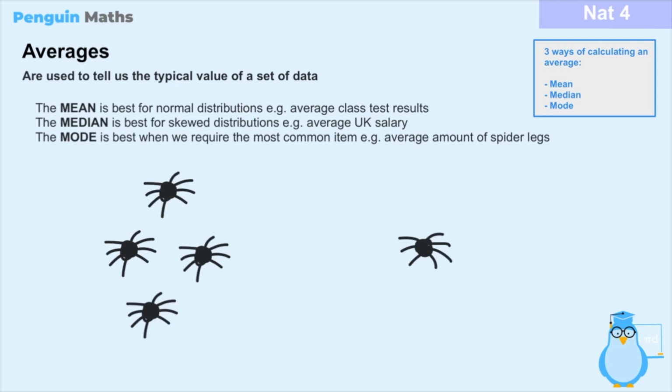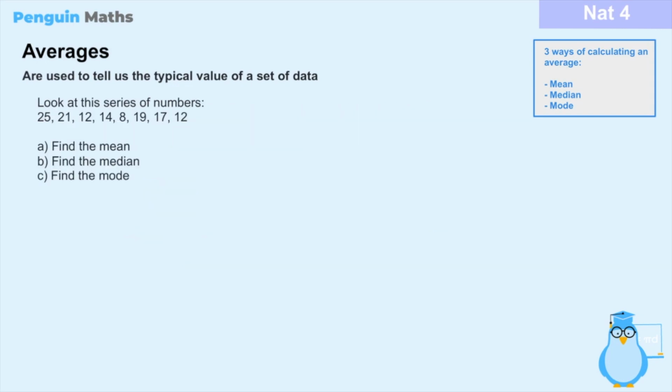In other words, you pick the number which occurs the most, and because we know that a spider mostly has 8 legs, then it would be sensible to choose the mode when figuring out this type of average. So we're going to end this lesson with one final example, and we've been asked to find the mean, the median and the mode for this series of numbers.